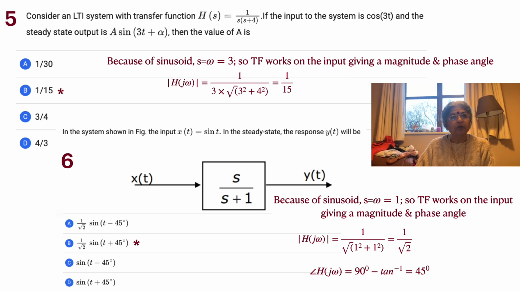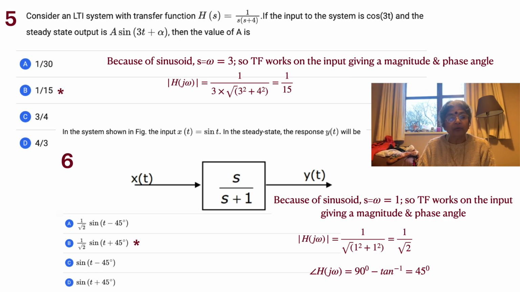So what is the transfer function doing? It is now being converted into H(j omega). So what is H(j omega)? It is equal to j omega divided by j omega plus 1. Okay, so the amplitude version is going to be 1 by square root of 1 plus 1, both of them squared, so it's going to be 1 by root 2.